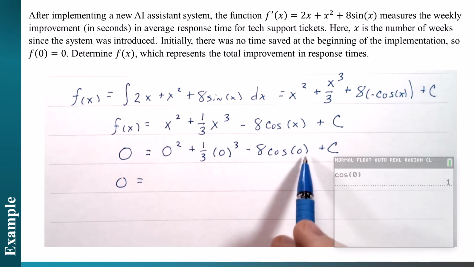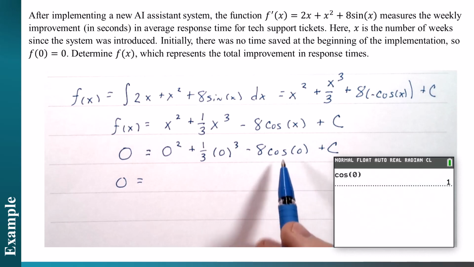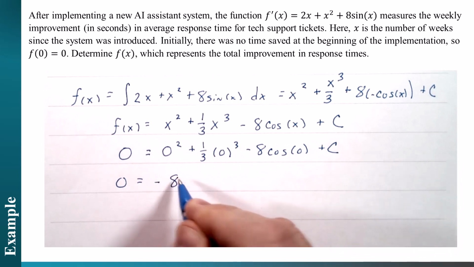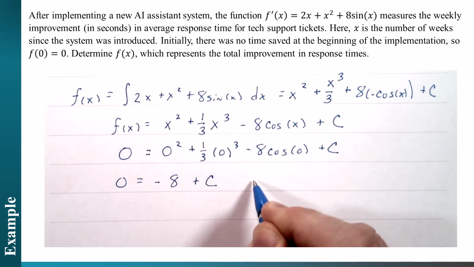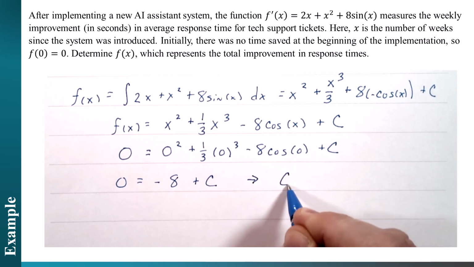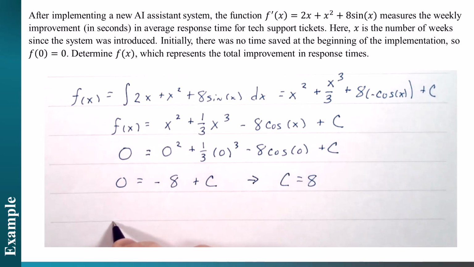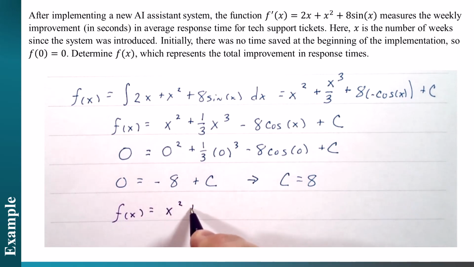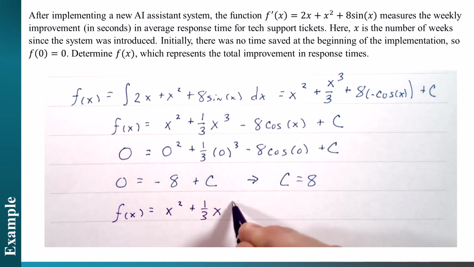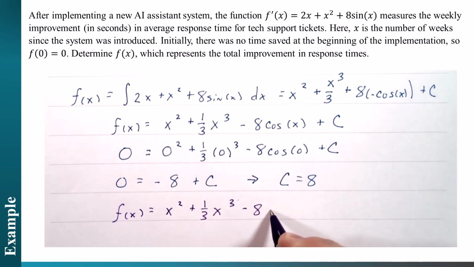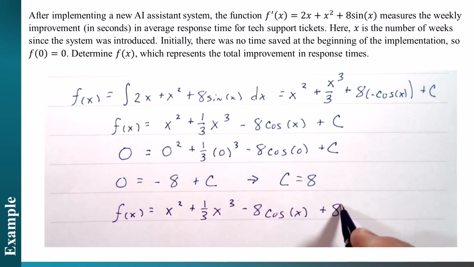I can see from my calculator that cosine of 0 is equal to 1. So that means I've just got negative 8 times 1 plus c. And straight from there, we can see that c is equal to 8. It looks like I have alpha of x is equal to x squared plus 1/3 x cubed minus 8 times cosine of x plus c, which I know is 8. And there's my specific antiderivative. And this function, f of x, represents the total improvement in response times.